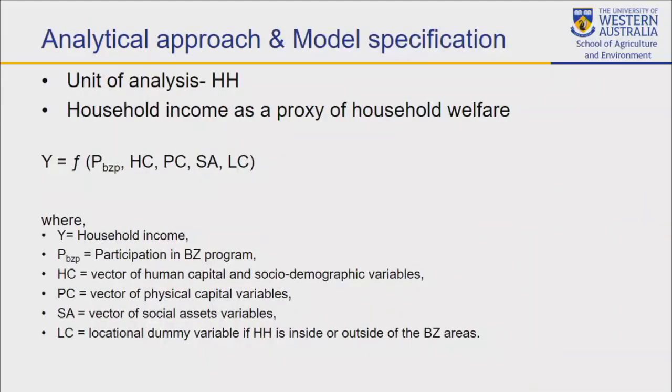We will use household as the unit of analysis in this research, and household income as a proxy of household welfare. Typically, the income of a household is determined by human capital, physical capital, social assets and locational characteristics. We will also see what the effect of participating in the buffer zone program is.